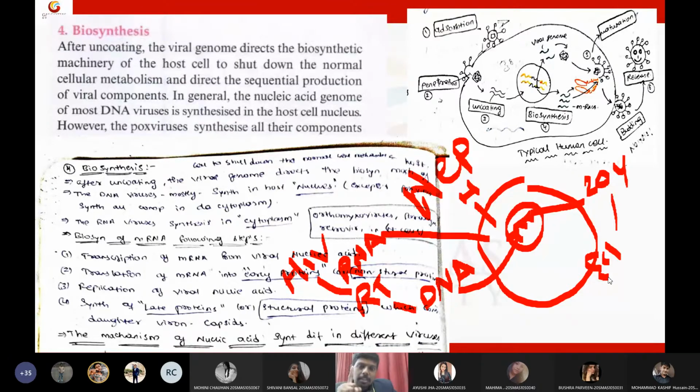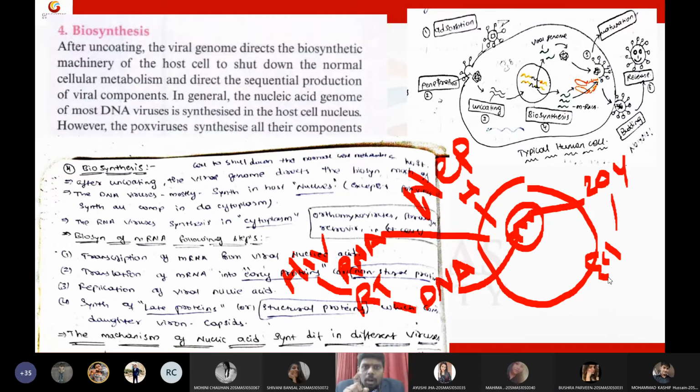We must monitor them monthly, quarterly, half yearly, or yearly, twice or thrice a year. We need to monitor them. These are called risk groups. The reason is this eclipse phase of the virus. So this is called the eclipse phase.